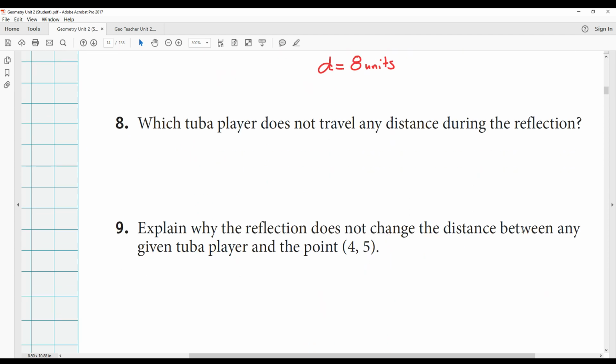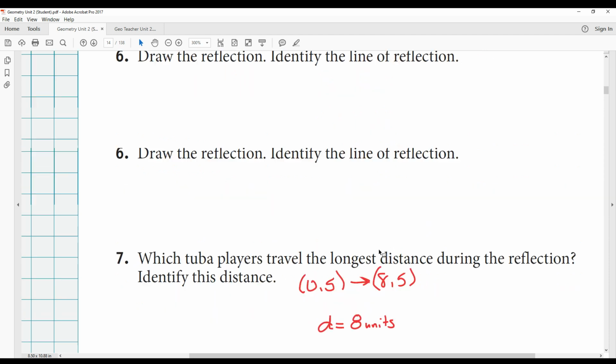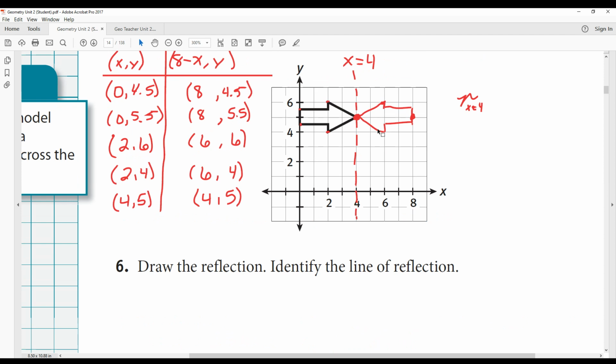Explain why this reflection does not change the distance between any given tuba player and the point at the tip of the arrow. So they're asking me, is the distance from these two people any different on this side of the line of reflection than it is on this side of the line of reflection? And the answer is no. Everybody is the same distance away from the person at the point of the arrow because we kept the size the same. We did not change the size.